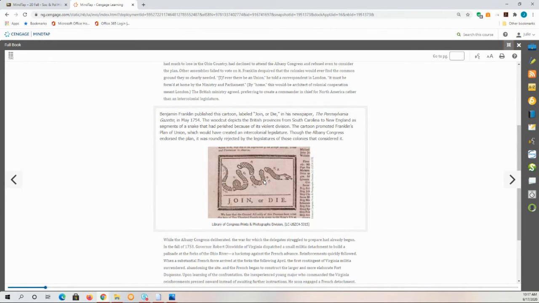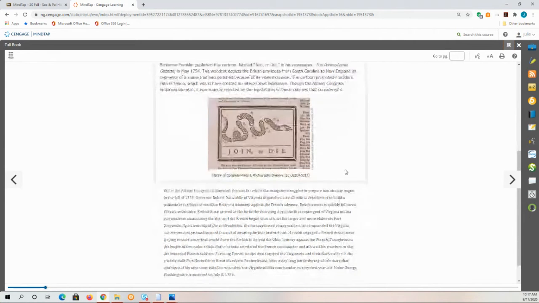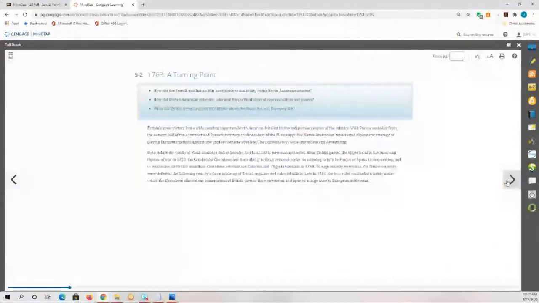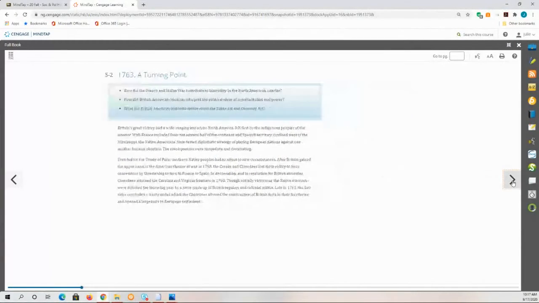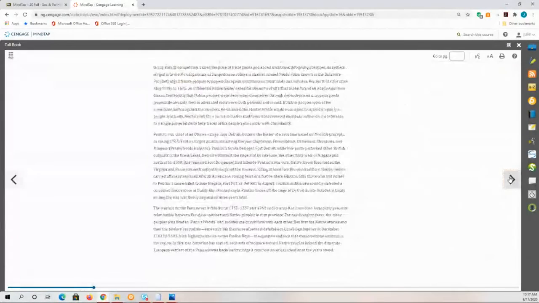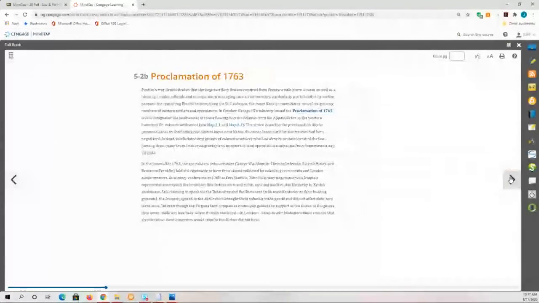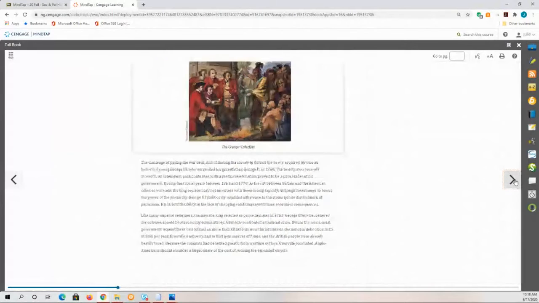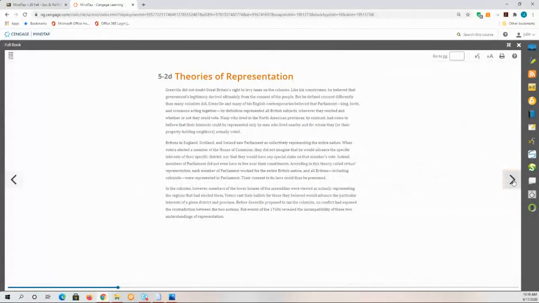But this is trying to get provinces, or colonies, who are more reluctant to go against the British crown to come together, because he knows that, especially in the French and Indian War, but even later on, if the British are capable of dividing them, they have no chance of winning.